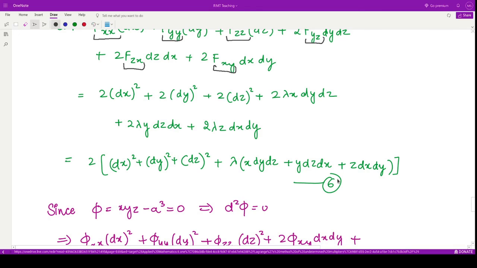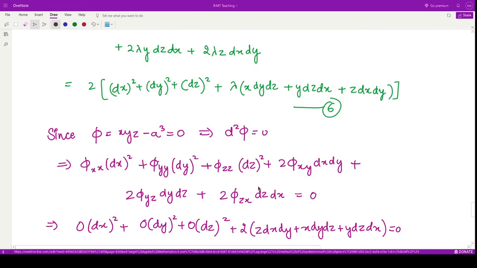So when you substitute all these values and simplify, you have this term dx whole square plus dy whole square plus dz whole square plus lambda times this term. So here, say I'm marking this as equation number 6. Now the given constraint 5 was given to you. You also have to use that one in order to compute the values of x, y, z, right?